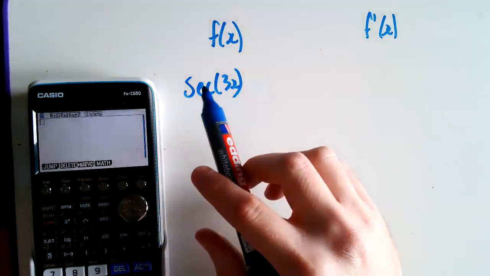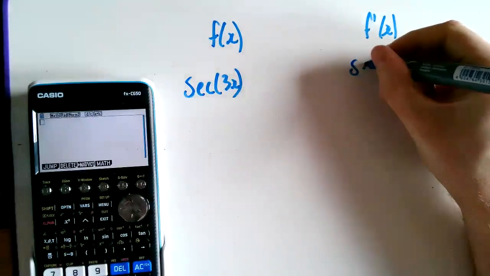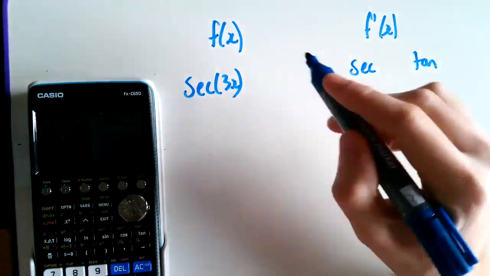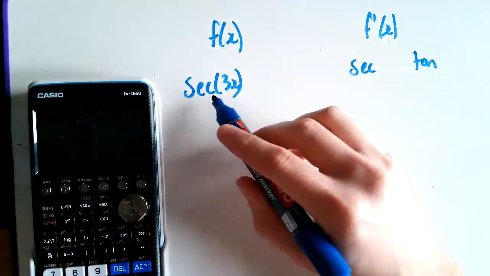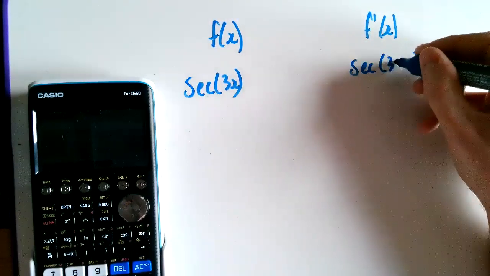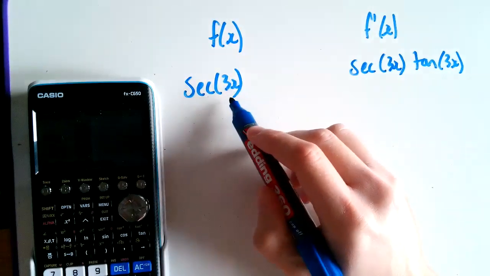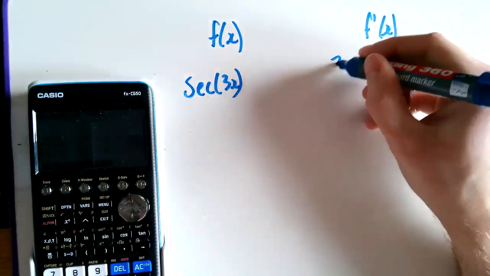On that formula sheet, sec is the one that differentiates to sec tan. It was tan that differentiates to sec squared. Sec differentiates to sec tan. The angle's still the same, but I have to times it by the derivative of the bracket. So I times it by 3. So I'm just going to put the 3 at the front.